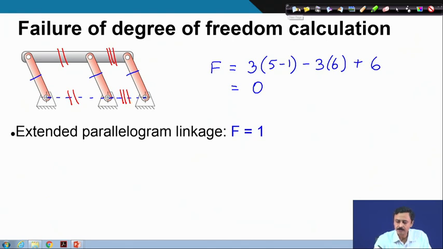Now, what happens due to that? As the link tries to move, the parallelogram structure is retained. Therefore, the equal link lengths all remain parallel to one another. Therefore, this is actually a mechanism. This 5 link chain is actually a mechanism, but your degree of freedom calculation tells us this has 0 degrees of freedom. So, this is one case where the degree of freedom calculation has failed.